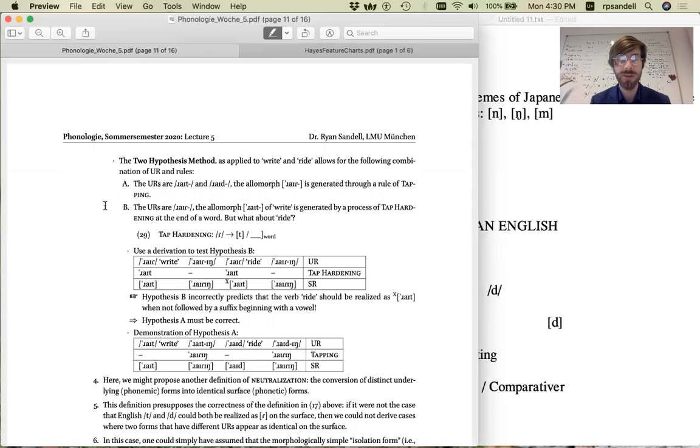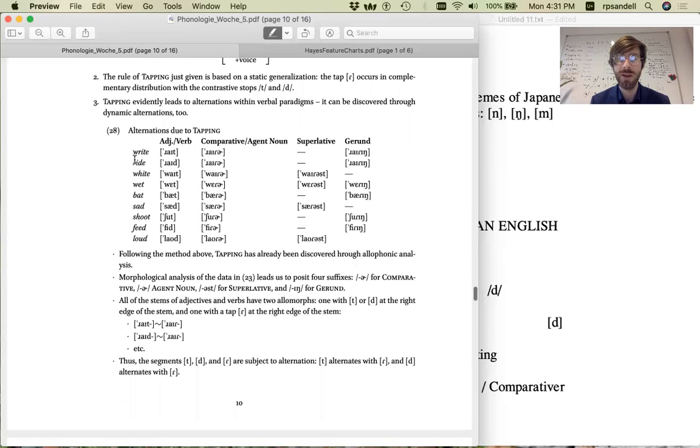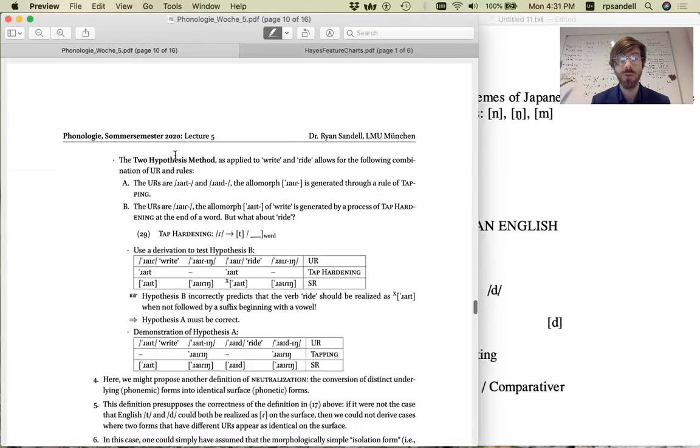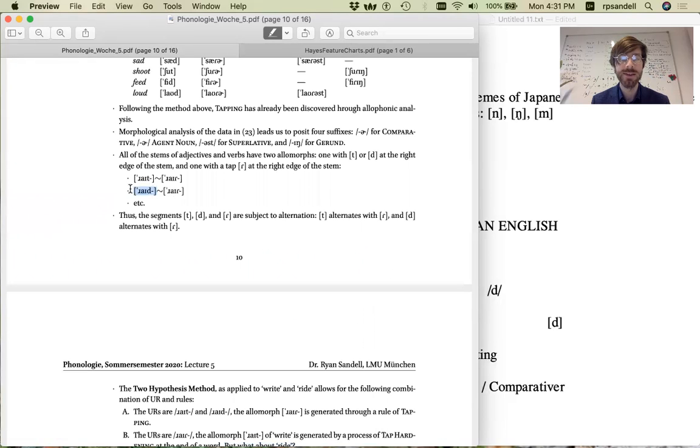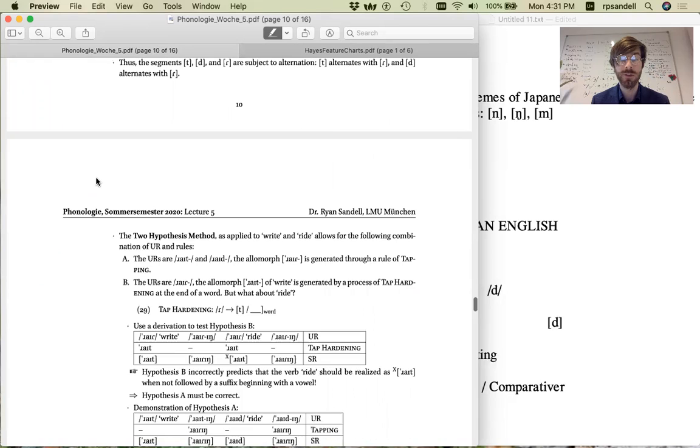The second hypothesis, hypothesis B, would be that both verbs have the same phonological underlying representation with a tap, ride, and that the allomorph of write, for instance, could be generated by a process of tap hardening, let's say at the end of a word. But as soon as we start to create this hypothesis, we can wonder, how then are we going to generate the allomorph ride with a voiced alveolar stop?